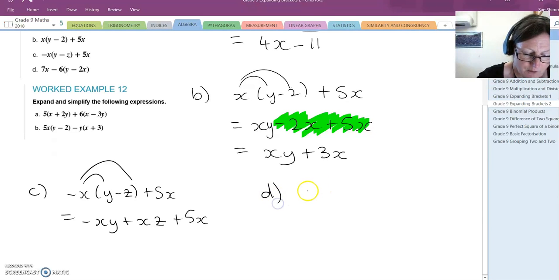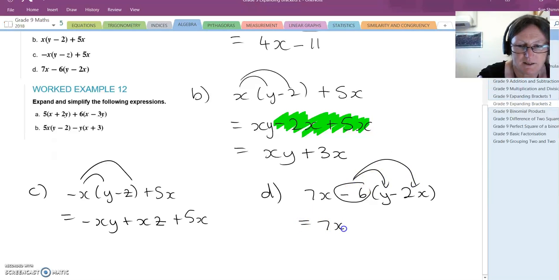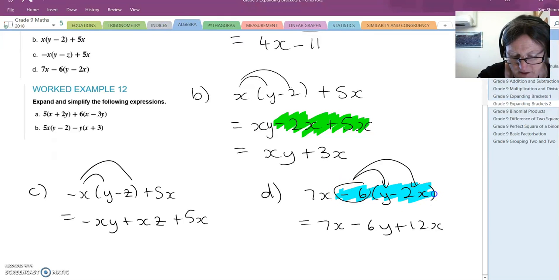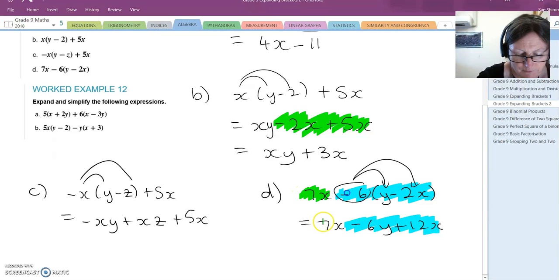D. I've got 7x, and then I've got to subtract 6 lots of y minus 2x. So for my expansion of brackets, this is what I'm doing. So I'm writing down my 7x and then expanding my brackets. So subtracting 6y and then adding 12x. So in other words, when I expand this, that is what I get. And I'm just bringing down my 7x out the front.